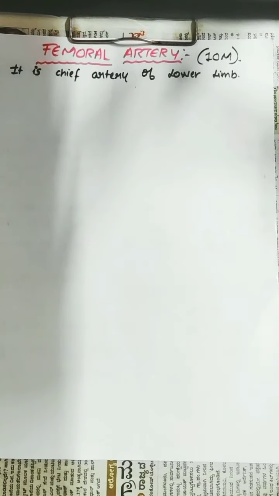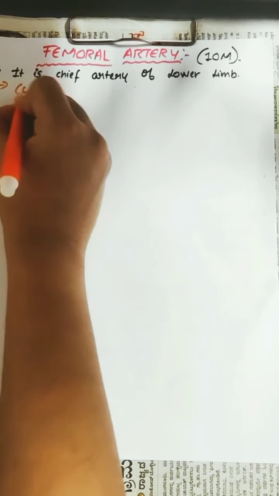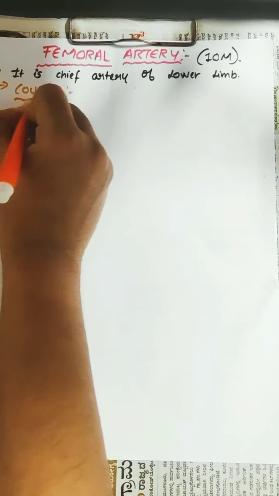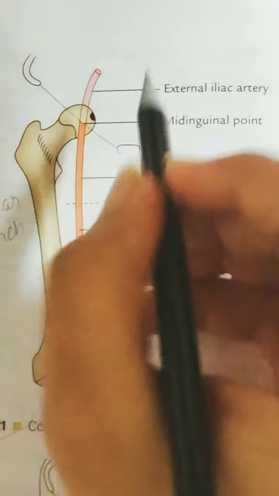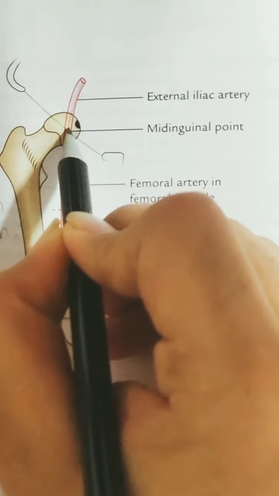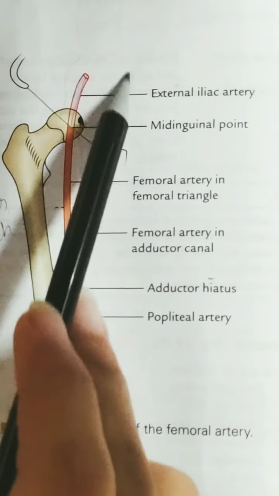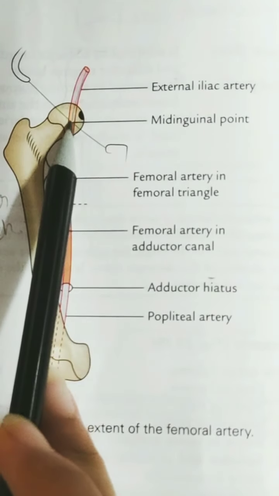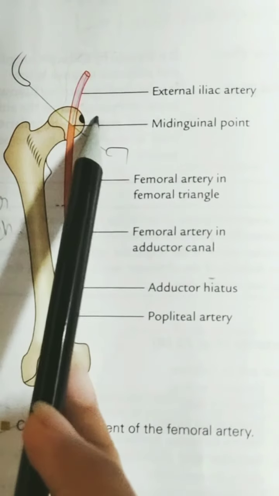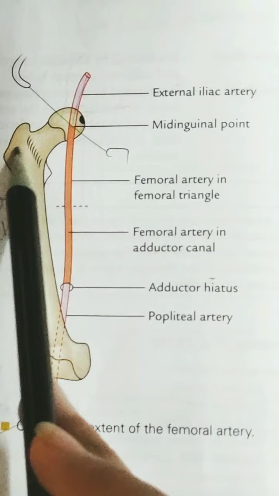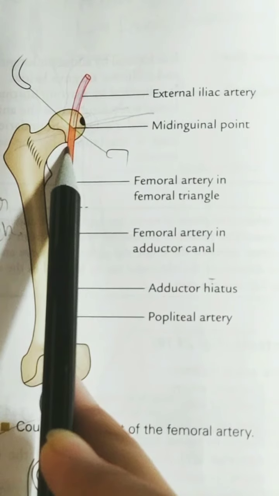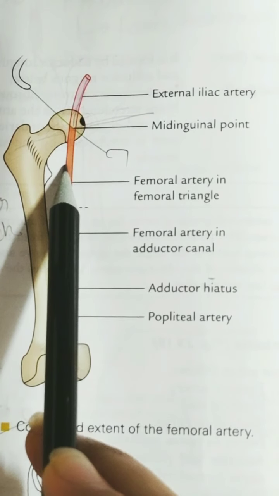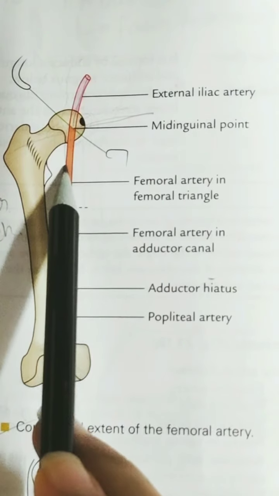We'll study its course with the help of a diagram. As you can see in the diagram, it is a continuation of the external iliac artery. Then it runs near the mid-inguinal point, near the inguinal ligament area, and it continues downwards and medially.